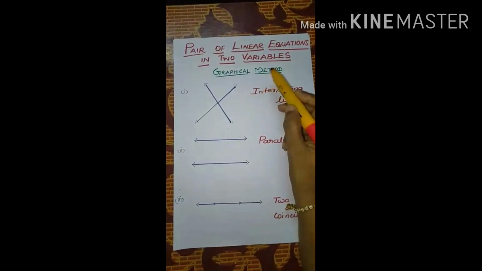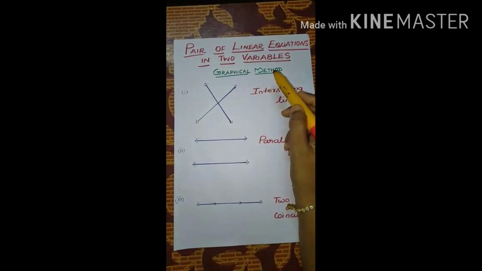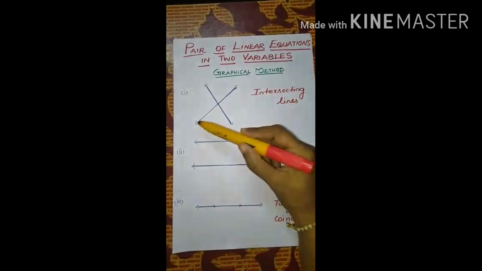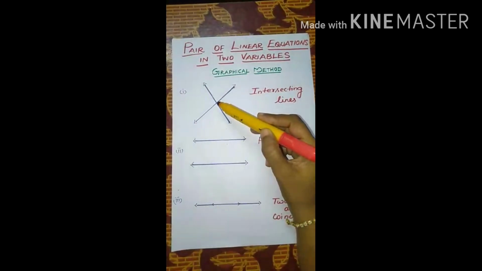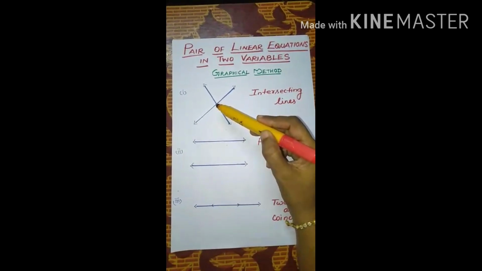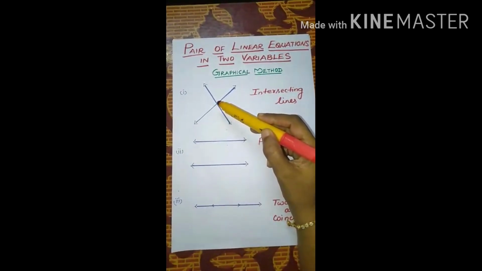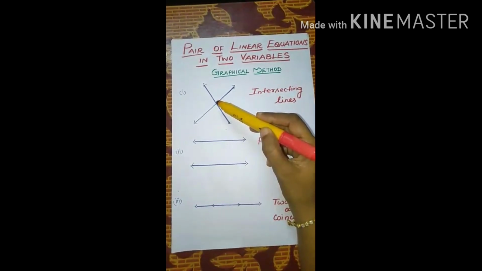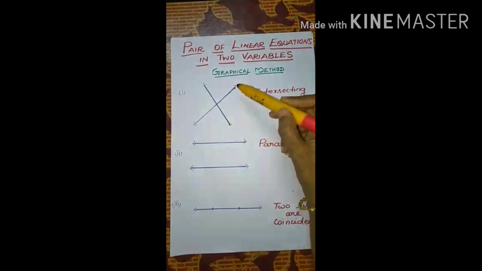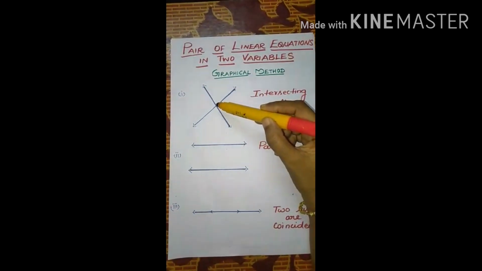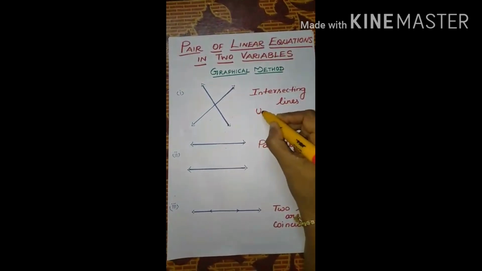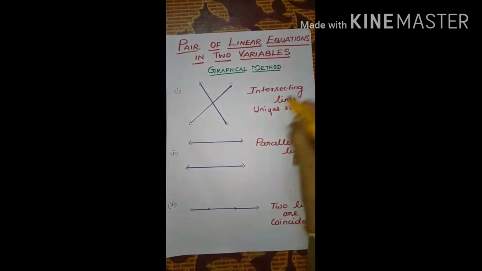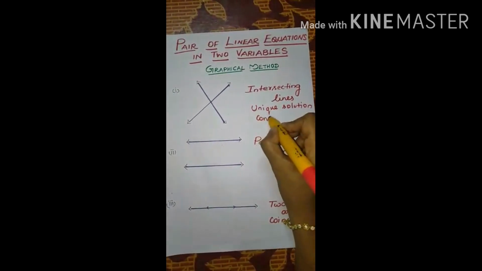We can now see the behavior of lines representing a pair of linear equations in two variables and the existence of solutions also. Suppose any two equations meet at one point, that is actually intersecting lines. If the lines intersect at a point, then that point gives the unique solution of the two equations. The pair of equations is consistent. The two lines intersect at one point, so we get only one solution. So that is actually a unique solution. We get a solution also, so this is consistent.